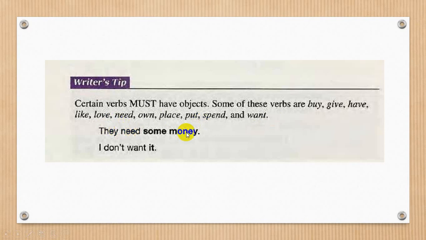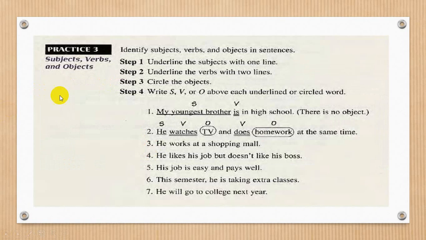So they need some money. I don't want it. I don't want to discuss. This is wrong, okay? So let's move to practice 3, subject, verbs, and object.